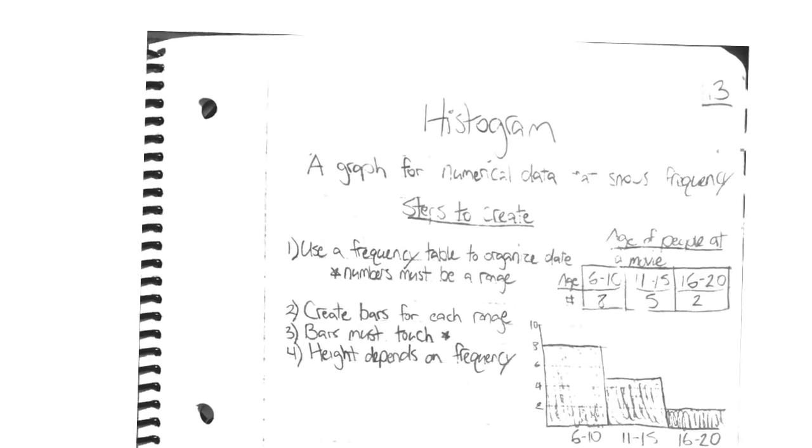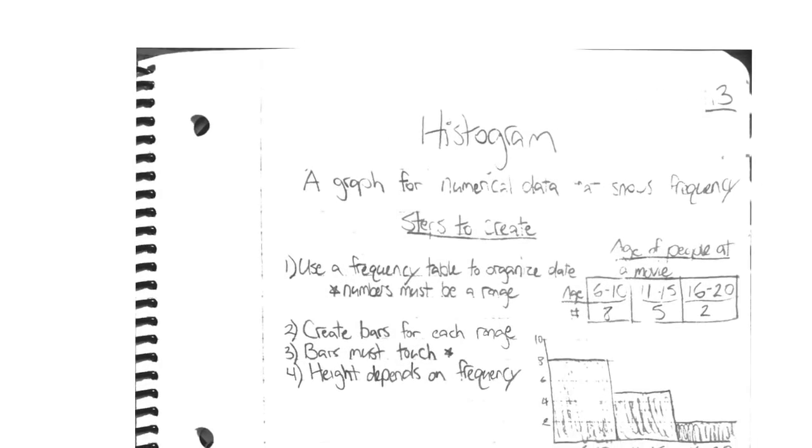Okay, page 2 here. Well, it's actually your page 13. This is just about histograms. You can't really read that. So for just a histogram, like we just said, it's a graph that does numerical data, and it shows frequency. And here are our steps to create this now.